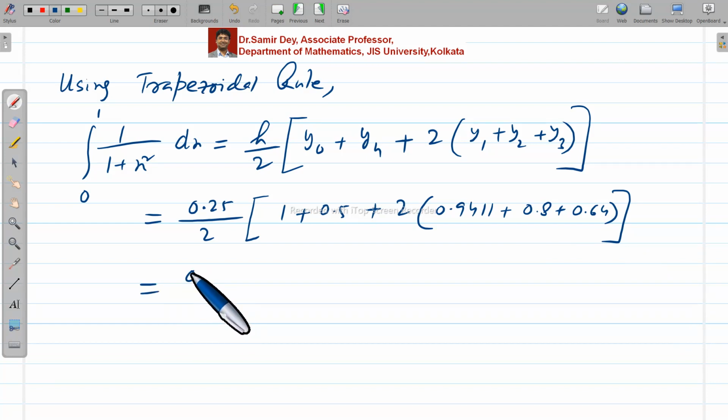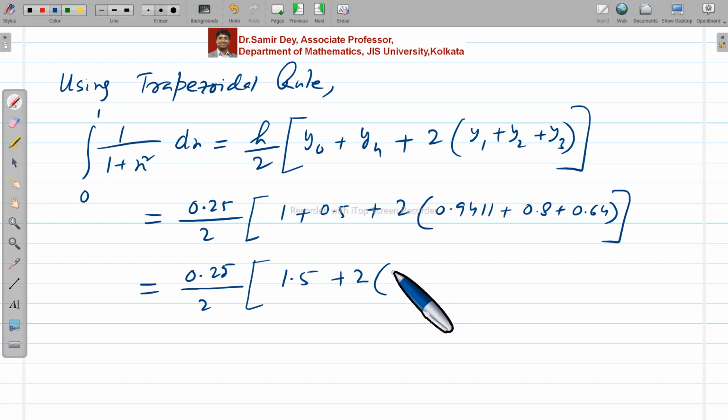Okay, so now you write down. Don't simplify, whatever you have you write as it is. Then you should add these two, that is coming 1.5, plus 2 into, now you use your calculator and find the result. Now I'm using calculator. 0.9411 plus 0.8 plus 0.64, ultimately it is coming, please check, 2.3811. Now everyone, please use your calculator and find the result.